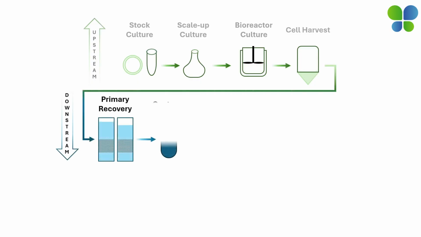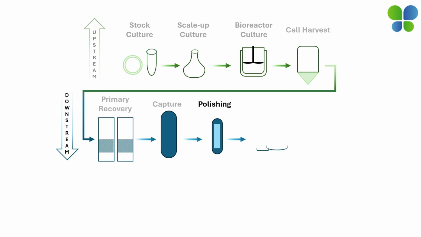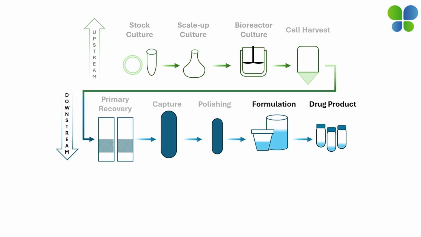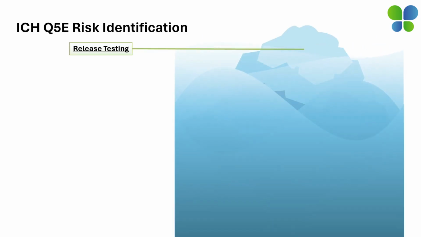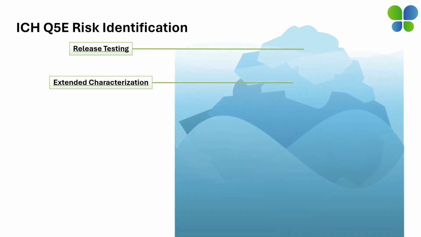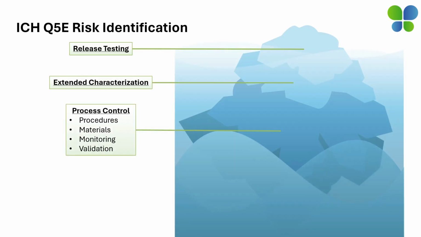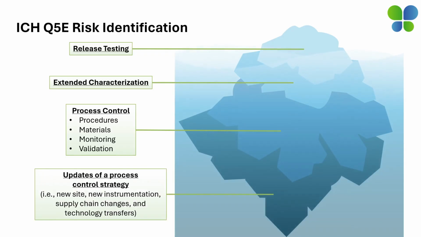The goal of the comparability exercise discussed in the guidelines is to ensure that process changes have no adverse impact on the regulated drug product, and to assess the impact on product quality attribute differences to ensure improved product quality, safety, and efficacy. The comparability strategy is designed to determine risks during release testing, extended characterization, process control, and implemented during updates of a control strategy.